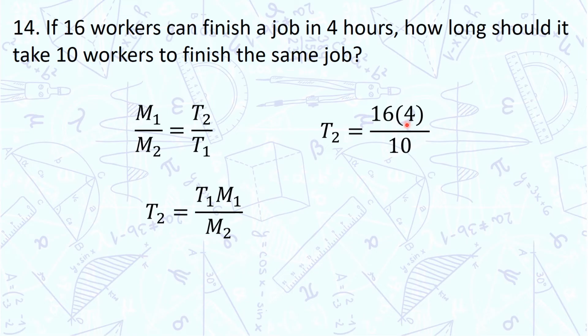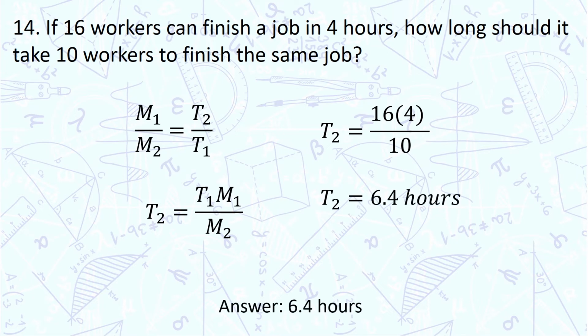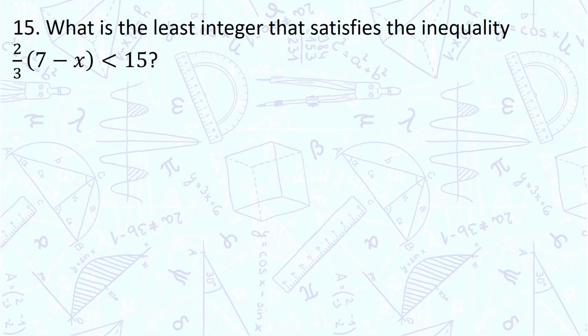Substitute the values. We have t sub 1 = 4, m sub 1 = 16, m sub 2 = 10. That is 16 times 4 over 10. So we have 6.4 hours.